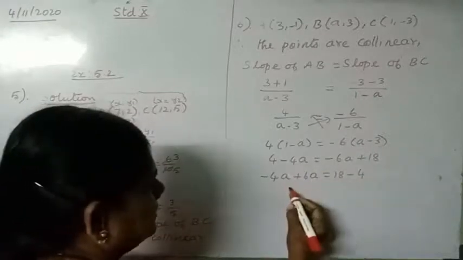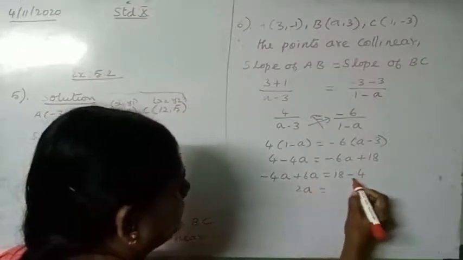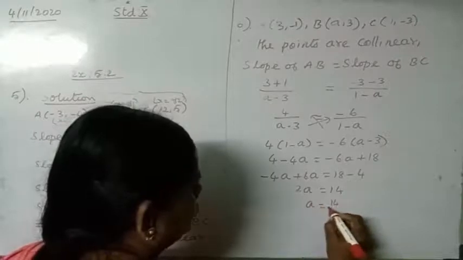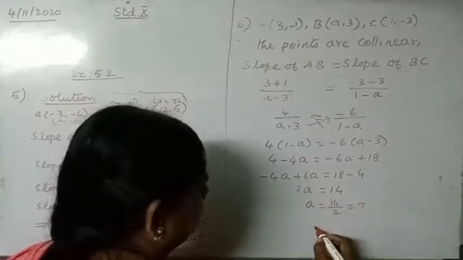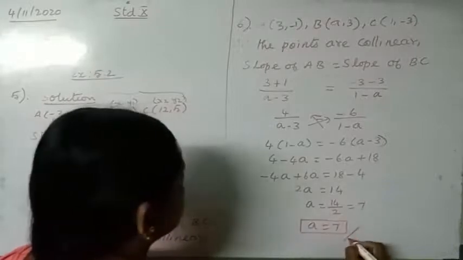So 6a minus 4a is 2a is equal to 18 minus 4 is 14. So a equal to 14 divided by 2, 7. So a equal to 7 is the answer.